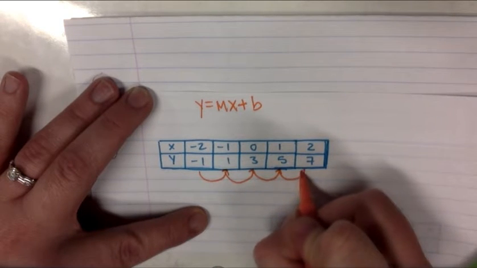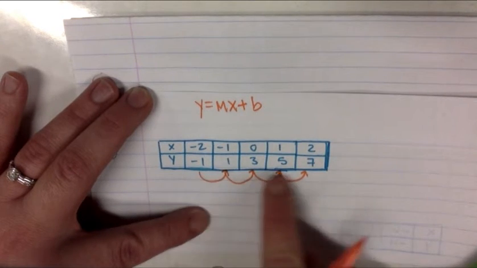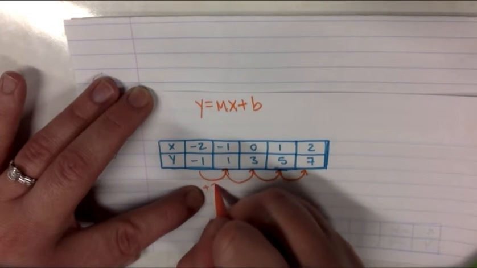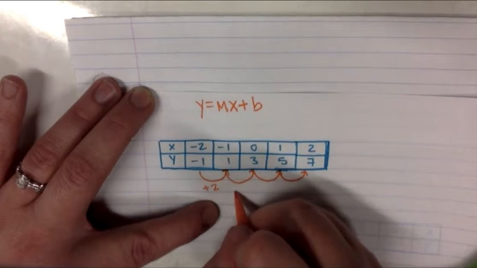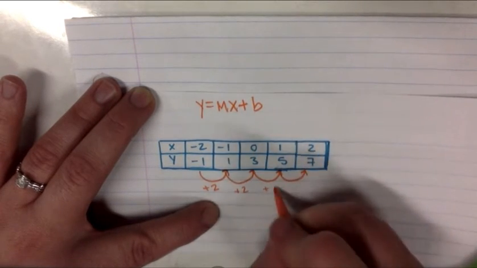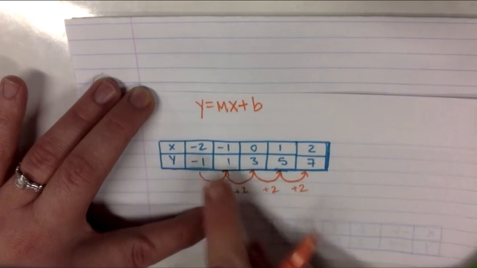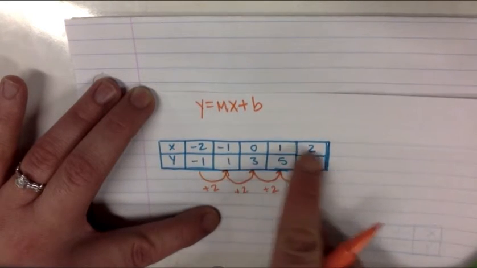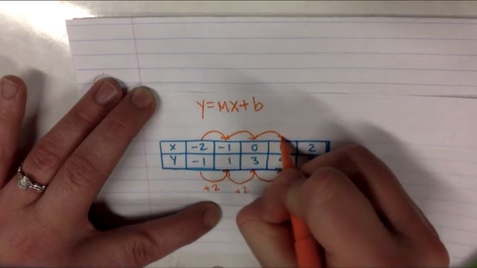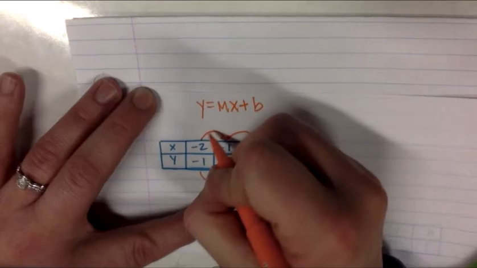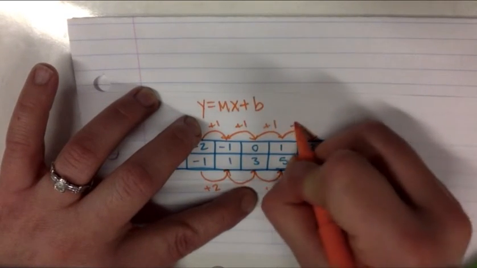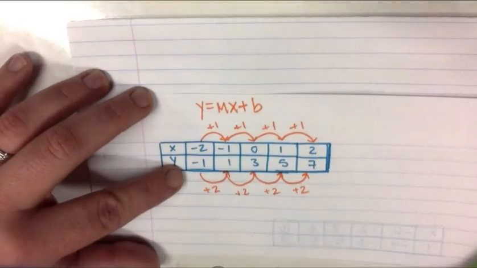But if I start by finding the slope, I'm going to look at the y values first. From -1 to 1, we're increasing by 2. From 1 to 3, we're increasing by 2, and again by 2. If we look at our x values, we're increasing by 1 each time. And so I'm just going to lay out all of the information that I can possibly find within this table to set myself up for success for finding an equation.